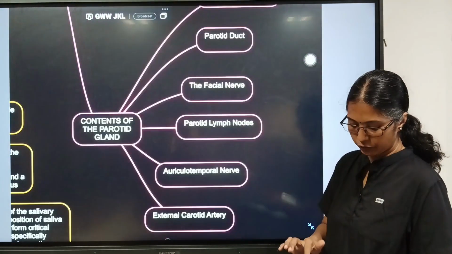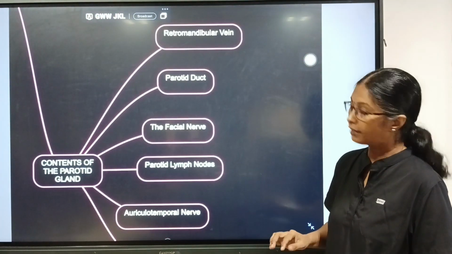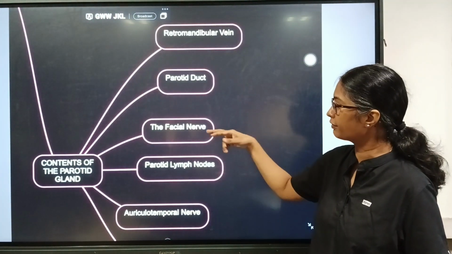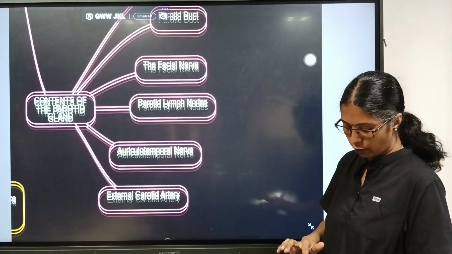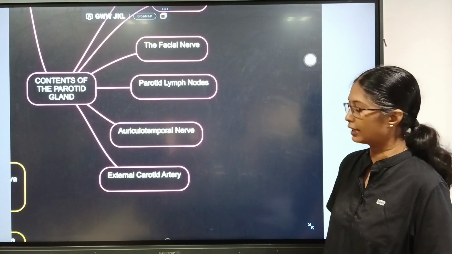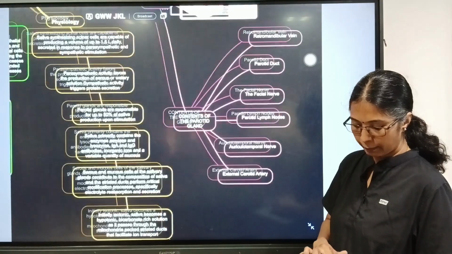So, what are the structures associated with the parotid gland? We have the retromandibular vein, parotid duct, facial nerve, parotid lymph nodes, auriculotemporal nerve, and the external carotid artery. These are the contents of the parotid gland.